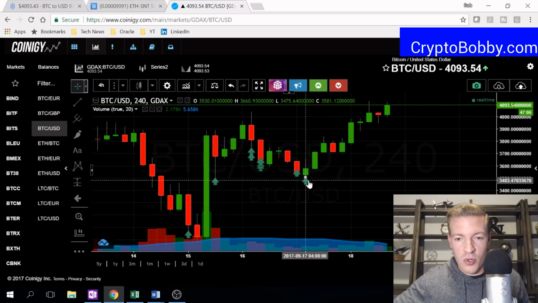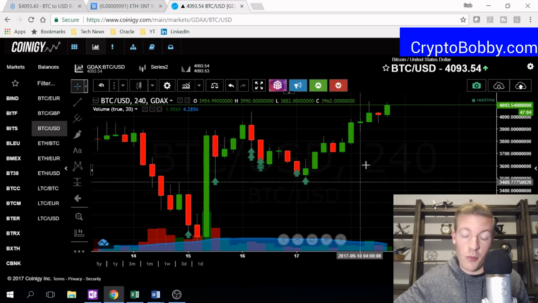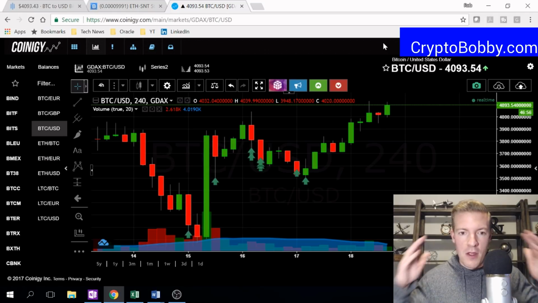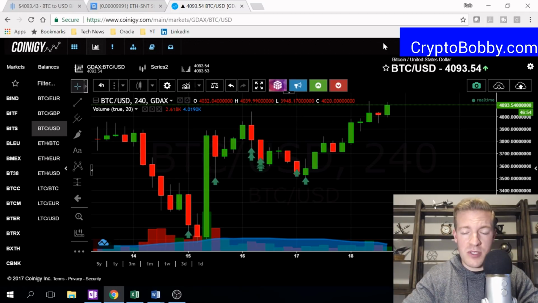You could buy these orders, and it could be way down lower here, which sucks, but at least you're dollar cost averaging your way in, and I think that's an important strategy to take, an important way to go about things. So that's kind of my thoughts on limit orders and how to utilize them both with GDAX as well as Bittrex. It's an important strategy.